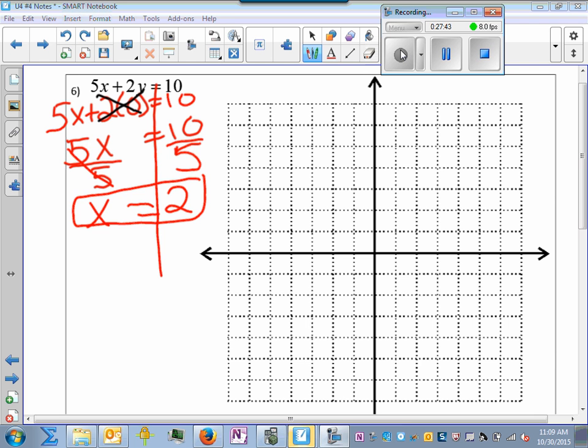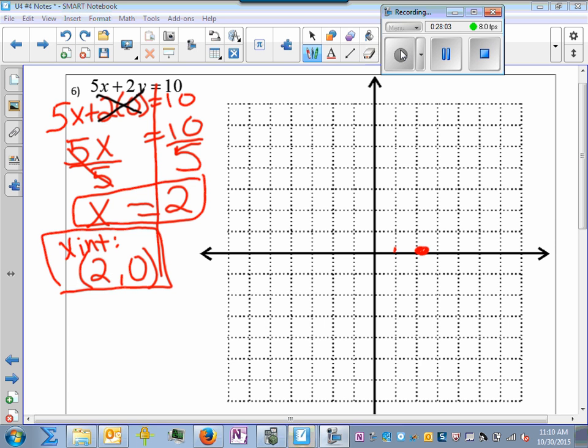And my intercept is going to look like this. X intercept is going to be 2, 0. Remember, your x-intercept is an ordered pair, not just x equals 2. So I'm going to go over here. I'm going to go 1, 2, and put it right here on the line.